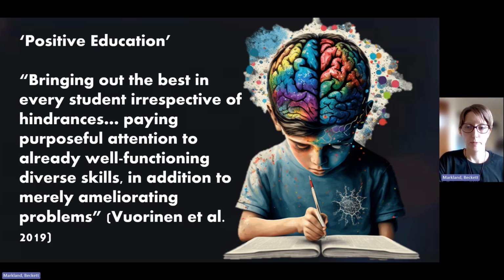In essence, we want to promote what we call positive education, which involves bringing out the best in every student, irrespective of hindrances. And this means paying purposeful attention to already well-functioning diverse skills, in addition to merely ameliorating problems.